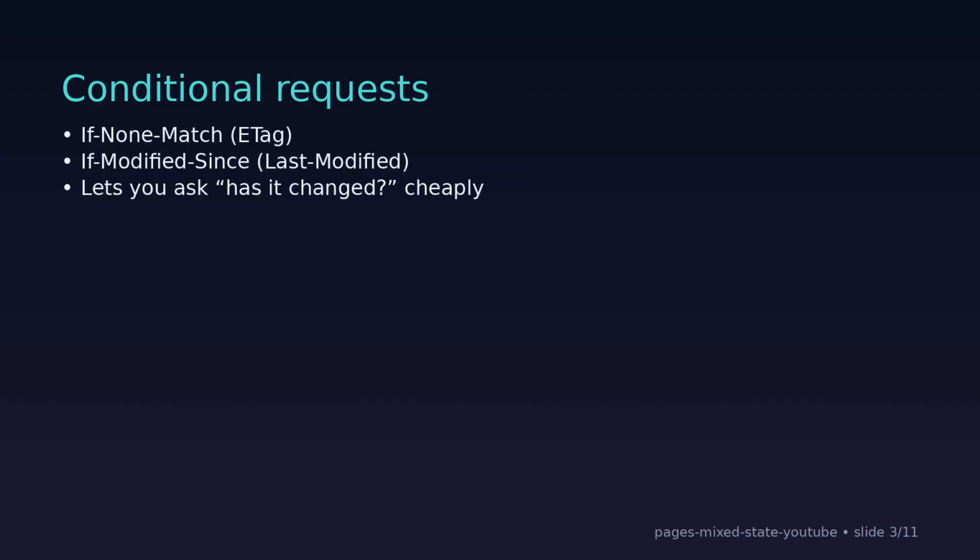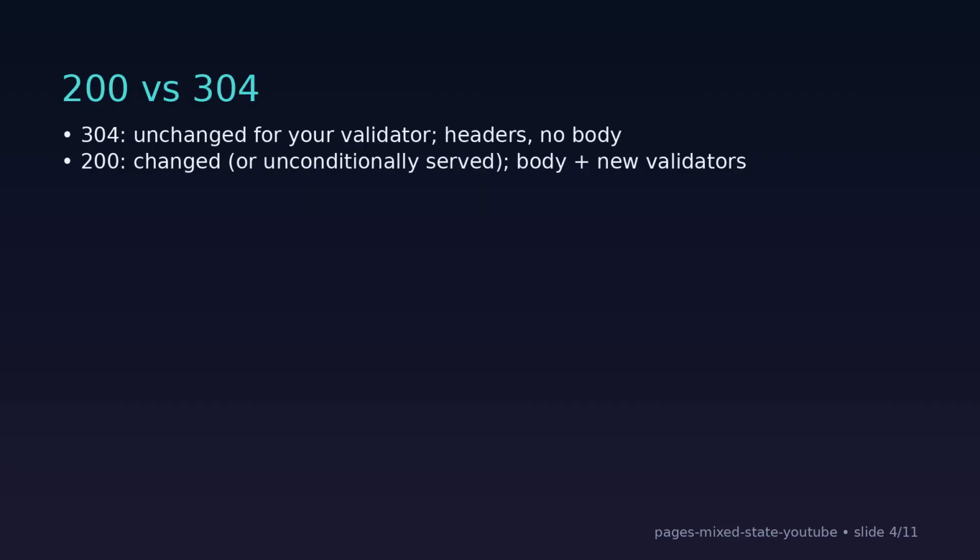A conditional request is you saying, give me this resource only if it does not match this ETag, or only if it is newer than this Last-Modified time. If the server agrees it is unchanged, it can reply 304 with headers and no body. If it changed, you get 200 and a body plus a new ETag or Last-Modified.